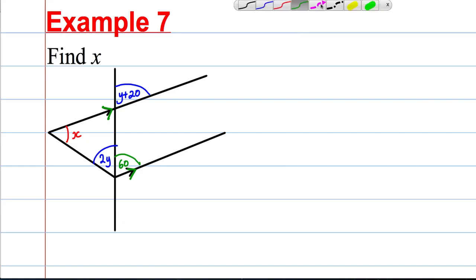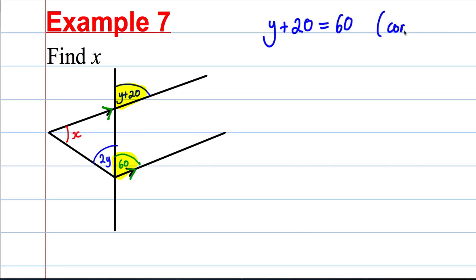Now, firstly, you should spot that this one must equal this one. Okay, so state that. y plus 20 must equal 60, and the reason they are corresponding. Write that. That will probably get you 2 marks. You can solve this equation to find y. If you subtract 20 off both sides, y must be equal to 40.